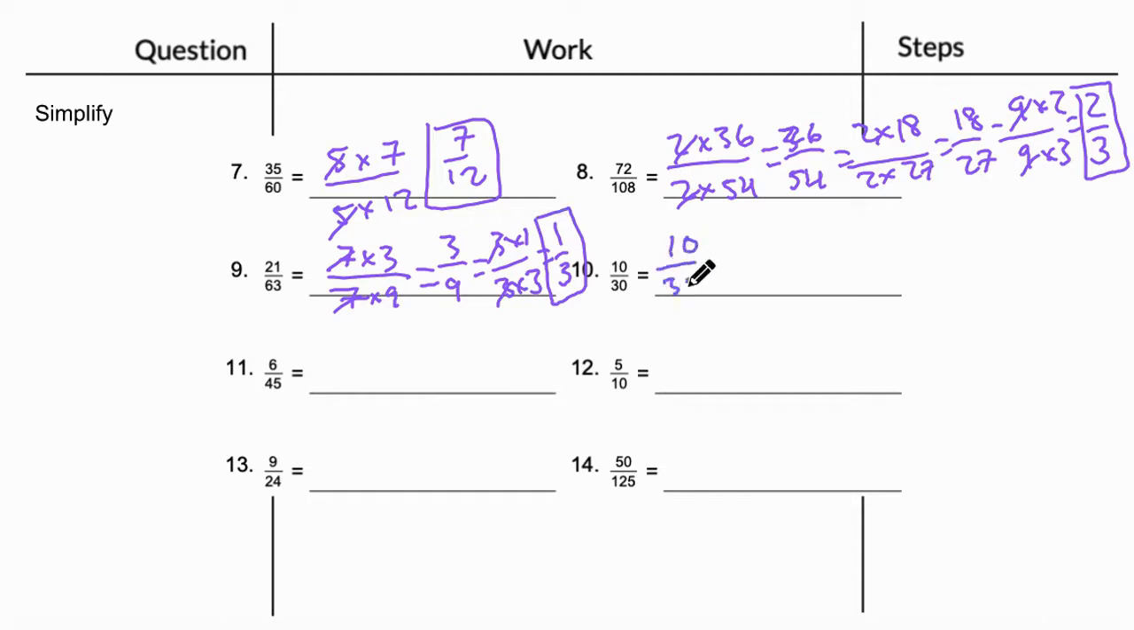10 over 30, pretty simple here. Nice and easy when you have zeros, because that's like saying 10 times 1 and 3 times 10. So I can actually just cancel these zeros out to give me 1/3.